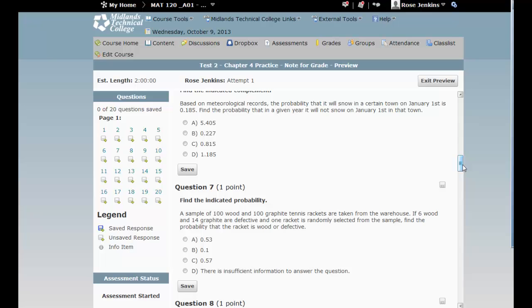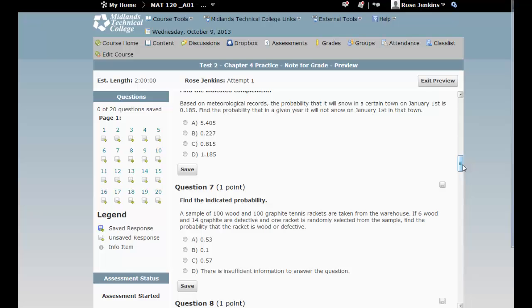Okay, number 6. Based on meteorological records, the probability that it will snow in a certain town on January 1st is 0.185. Find the probability that in a given year it will not snow on January 1st in that town. What rule are we using here? Complements, right? It's either going to snow or not snow on January 1. Okay, those events are complements.